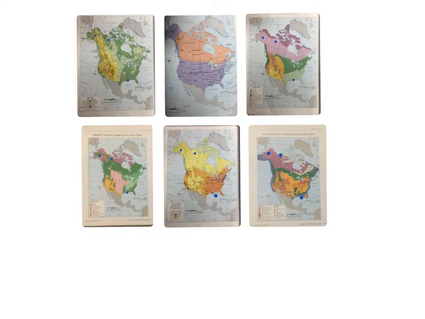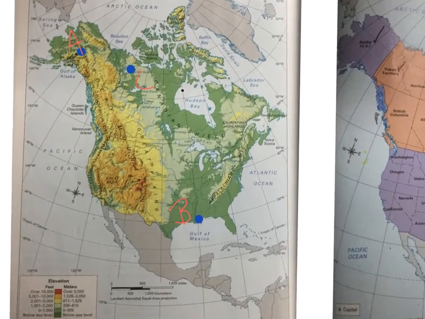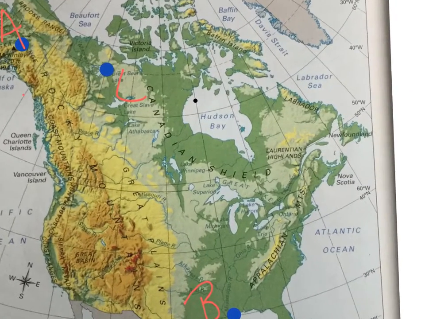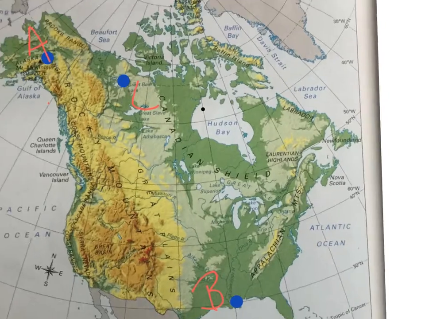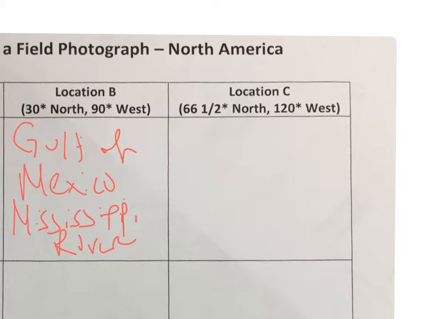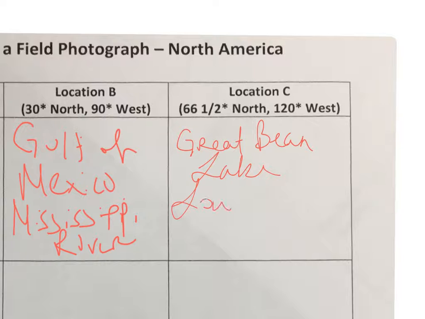In location C, I see that we are on Great Bear Lake in flat, low land as well. And so that's what I'm going to record in my graphic organizer. So in here I'm going to write Great Bear Lake and low flat land.